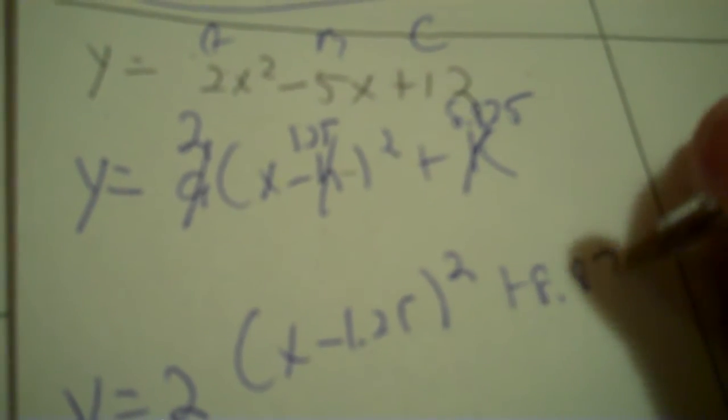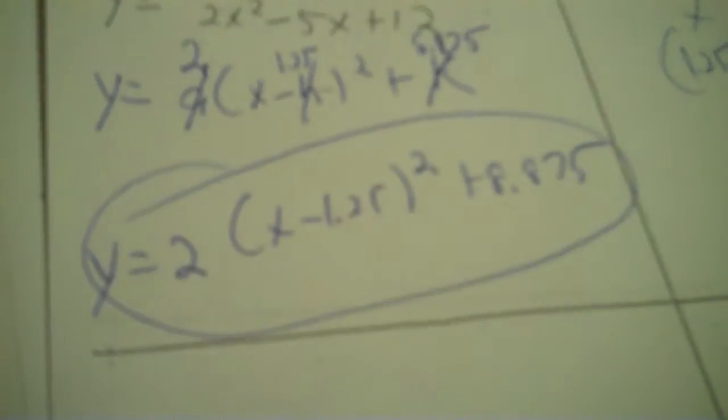And I get 8.875. Looks kind of goofy, but it's right. Okay, so 1.25, 8.875. Okay, so we got x minus 1.25 to the second power plus 8.875. Bam. Okay.